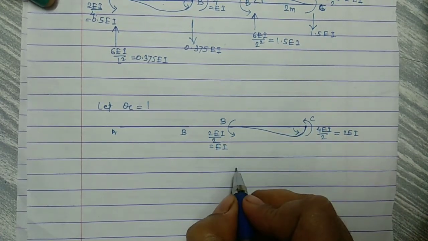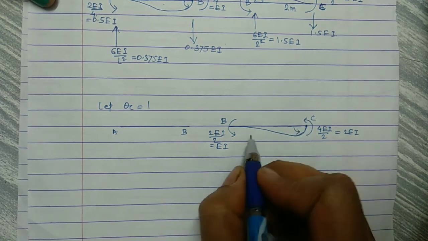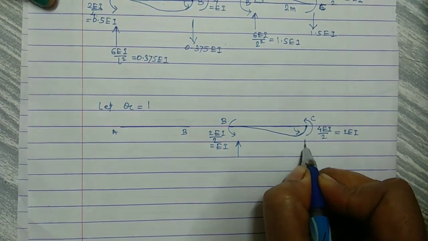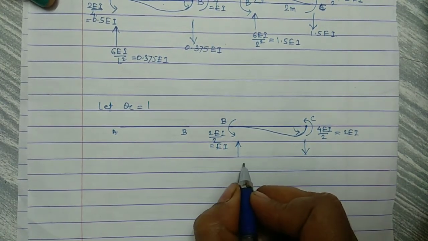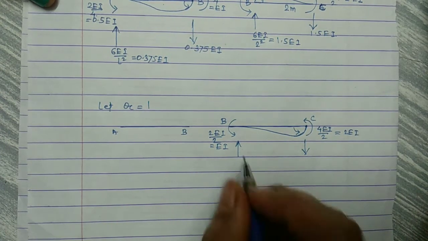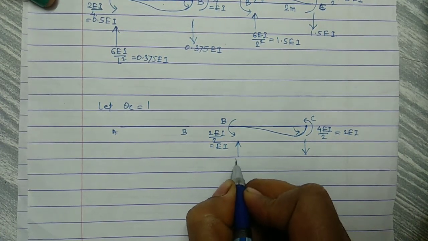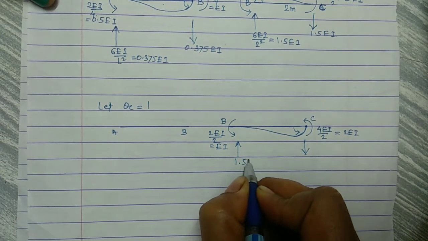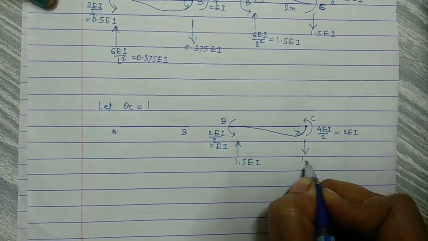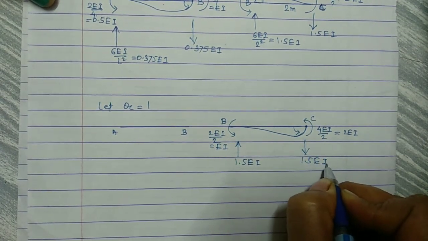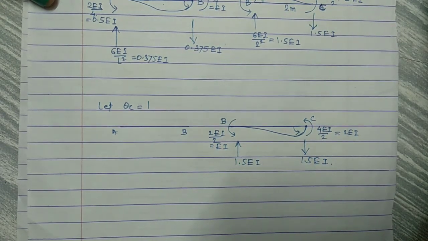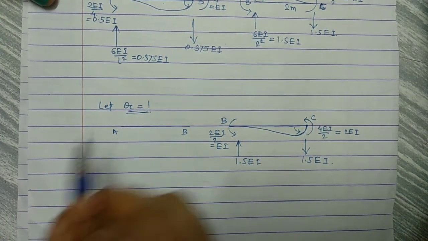Anti-clockwise, calculate reaction. Reaction should form clockwise. So this reaction should be upward. Here it should be downward. Magnitude 6 EI upon L square, that is 6 upon 2 square, so here 1.5 EI and here 1.5 EI. Okay, this is from the second, when theta C equal to 1.